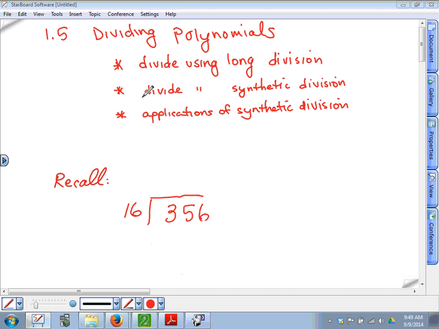So anyway, divide polynomials using long division. Let's practice this. Mateo, you were saying something here.